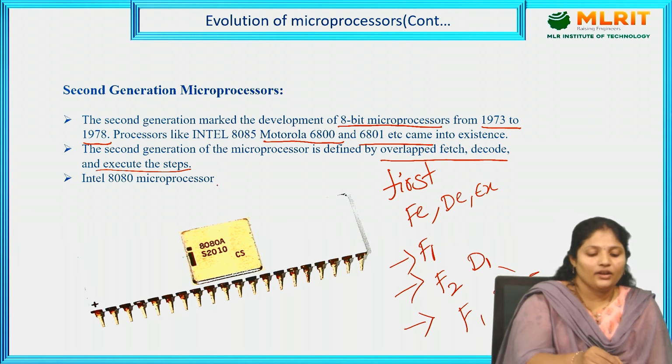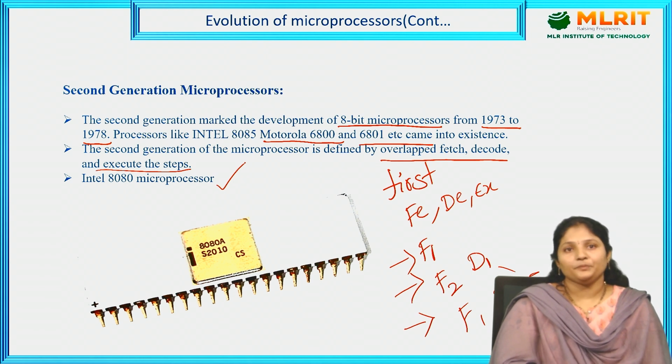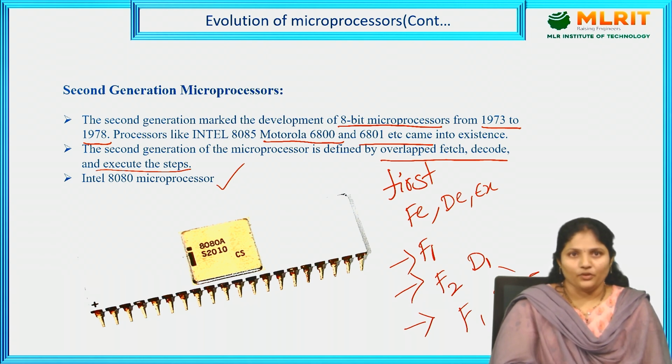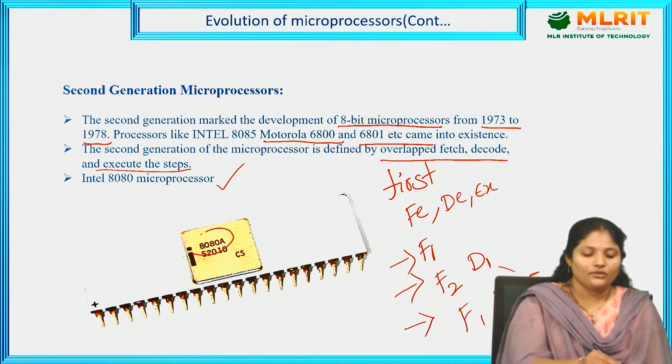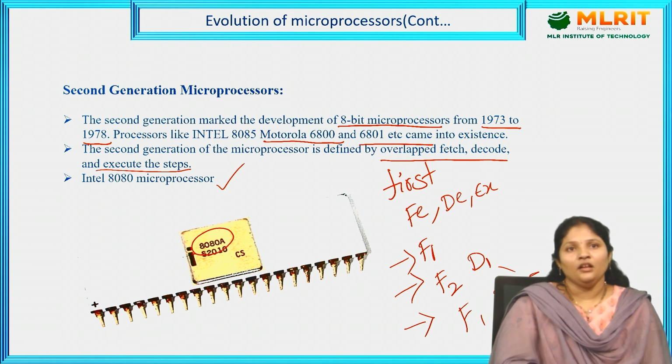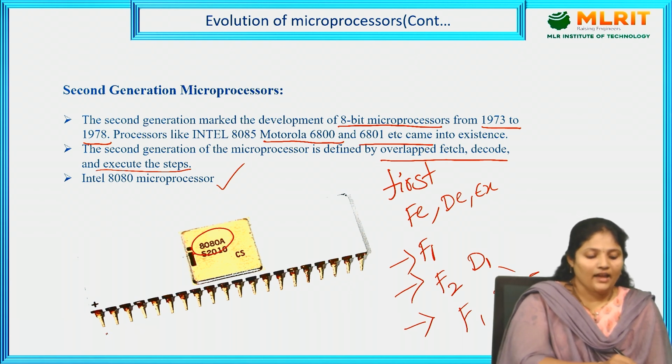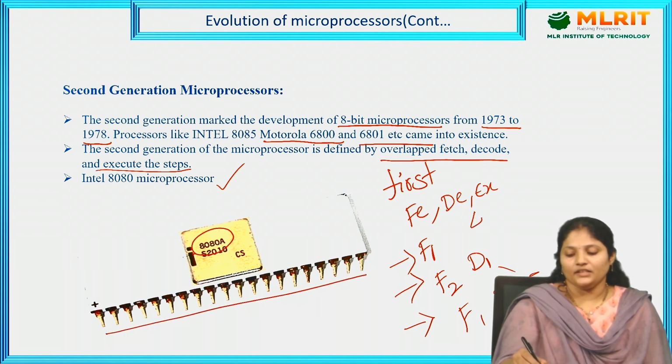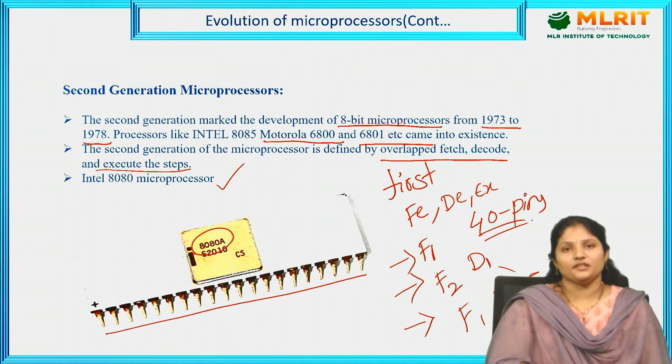The Intel 8080 is the first 8-bit microprocessor, which has a 40-pin dual inline package. The 40 pins are there for different input and output purposes.